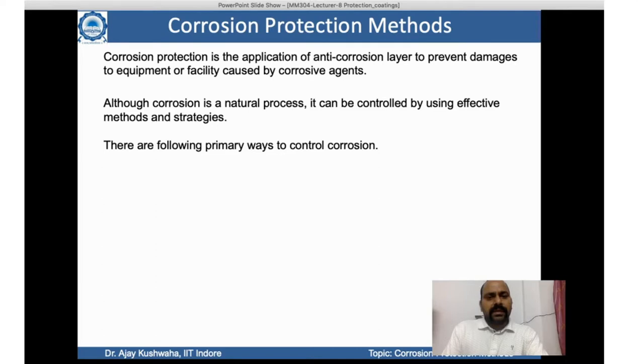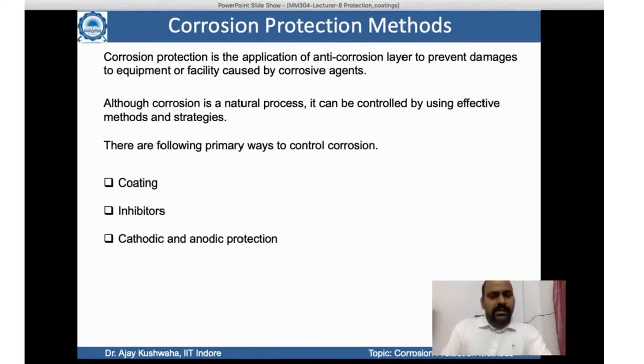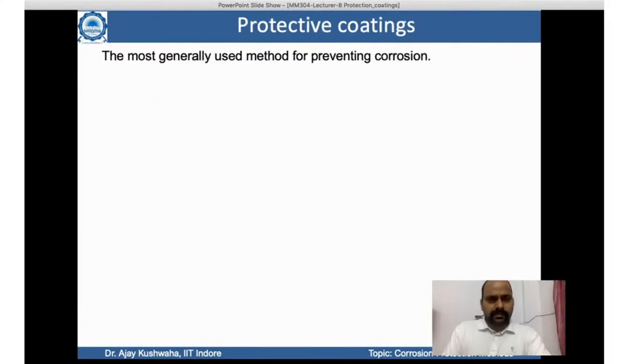The following are the major methods generally adopted for corrosion protection or to reduce the corrosion rate. Number one is coating, number two is inhibitors, three is cathodic and anodic protection, four is material selection, and the fifth one is material design. Let's begin with coating.